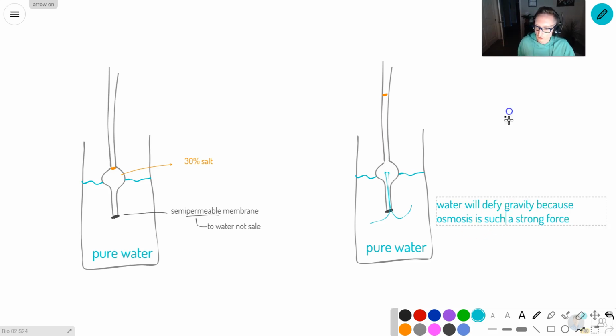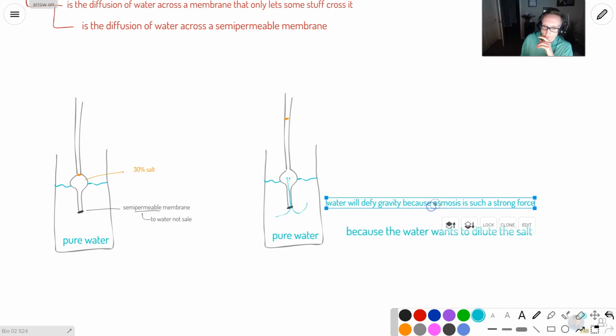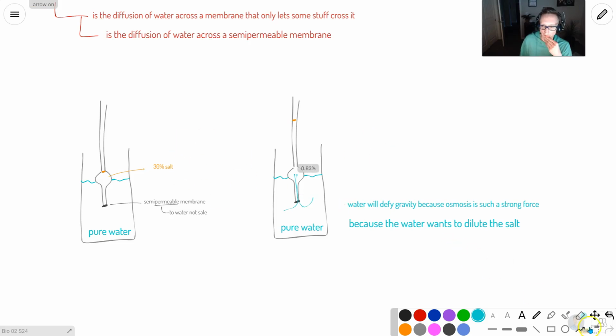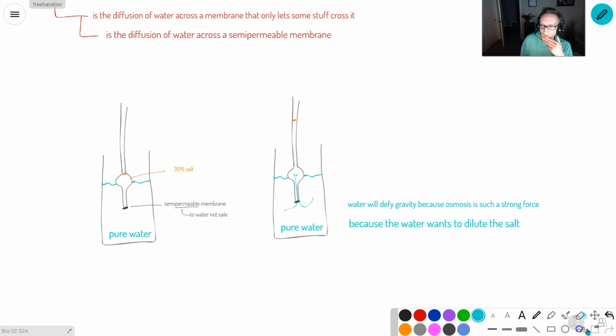Such a strong attraction, because the water wants to dilute the salt and make the two sides equal. It's basically just a specialized form of diffusion. Pretty nifty. We're going to play with that in a couple of different ways. We're going to do it with little bags, as well as look at cells and a lot of cool stuff.